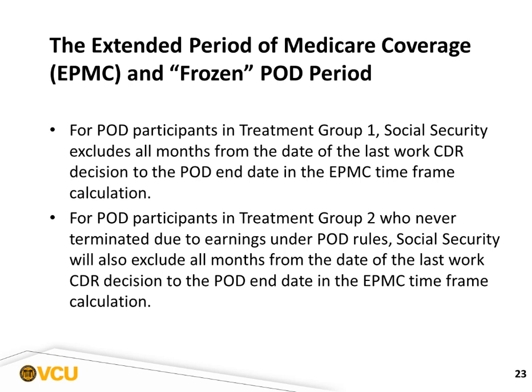So for everyone except for those in treatment group 2 who had benefit termination, the rule is the same. Social Security excludes all months during that frozen POD period in the EPMC timeframe calculation. That would include all of the months starting with the month after the last work CDR to the end of POD participation. Now, if you need a little review on how Social Security calculates the EPMC, review that section of the CWIC manual or take a look at the EPMC briefing paper on the NTDC website under the Resources tab. You can always consult your TA liaison for assistance with this also.